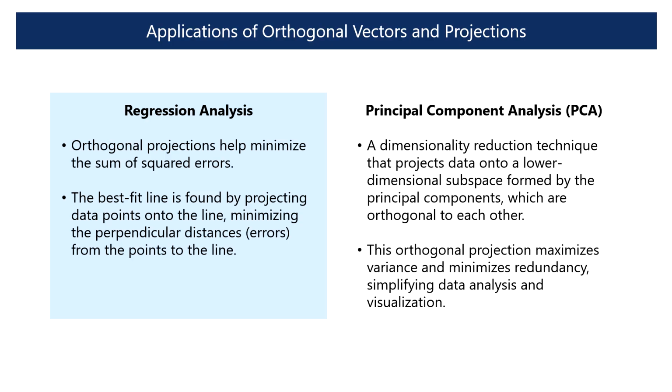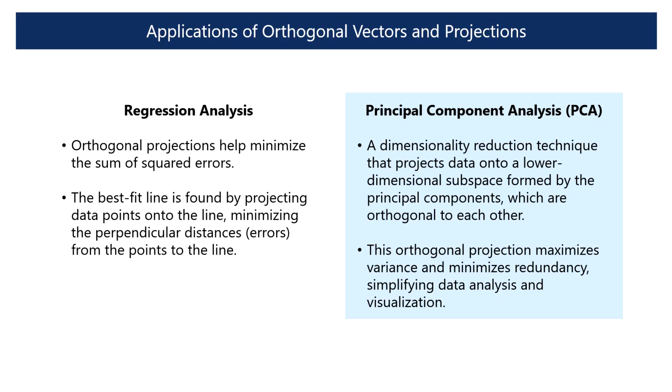In regression analysis, orthogonal projections help minimize the sum of squared errors. For example, in linear regression, the best fit line is found by projecting data points onto the line, minimizing the perpendicular distances from the points to the line.